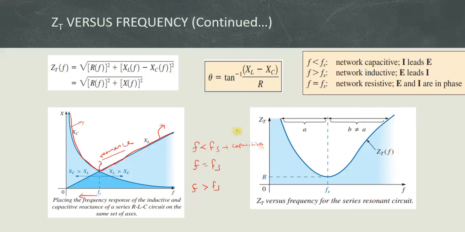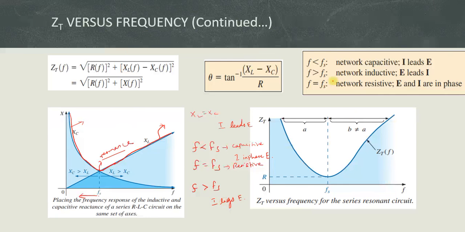If it is a capacitive circuit, we know that my current I leads the voltage E. Okay, and if f equals fs, it is a resonance condition, so XL and Xc are both equal, and my network looks like a pure resistive network, so my current I is in phase with E. Suppose my frequency is greater than my resonant frequency, my circuit is predominant with XL, so my current I lags my voltage E.